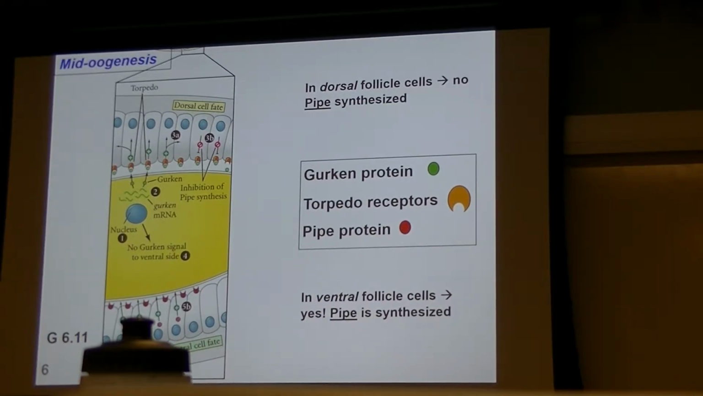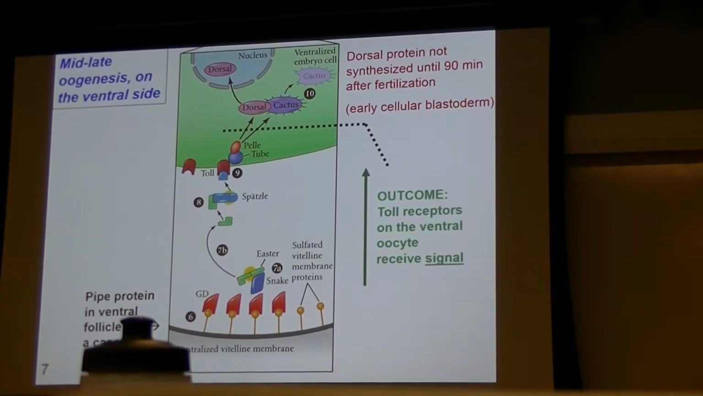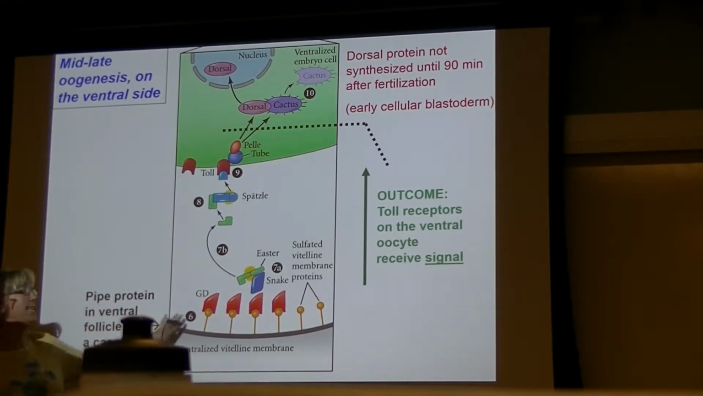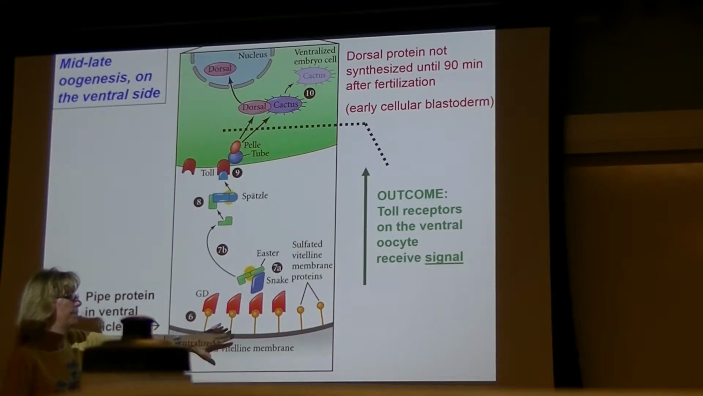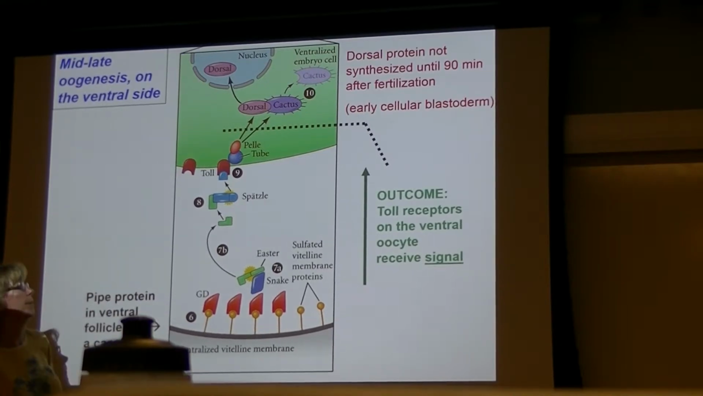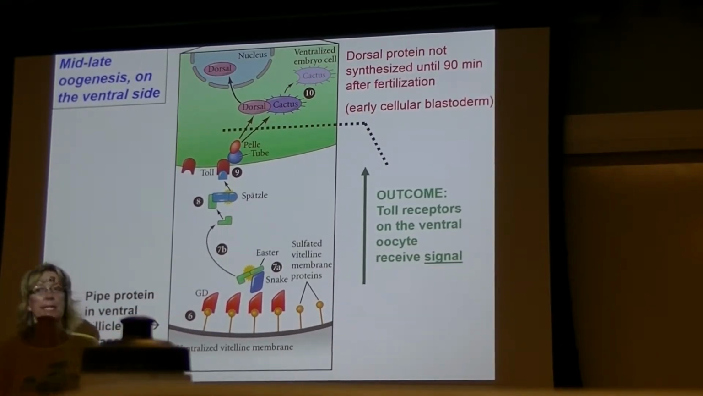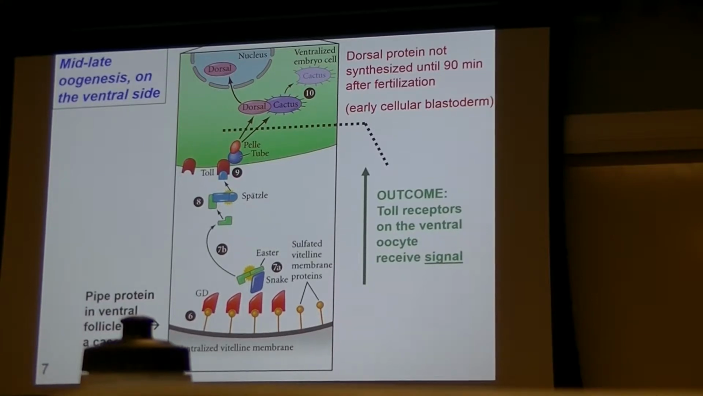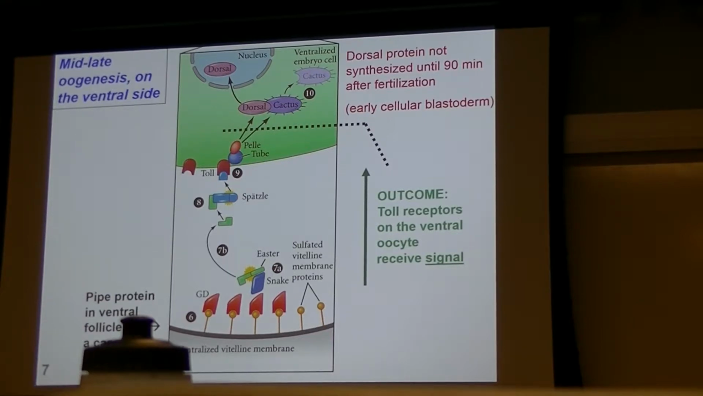Okay, then things continue as mid-oogenesis is rolling on. Now down here in the ventral follicle cells, there begins to be this whole signaling cascade with multiple different players. And there's actually a little bit of a space in here between the follicle cells and their plasma membrane and the oocyte and its plasma membrane. And so a lot of these players in this signal transduction pathway are acting in that little bit of space in between these two cells. And you do not need to memorize any of these factors.